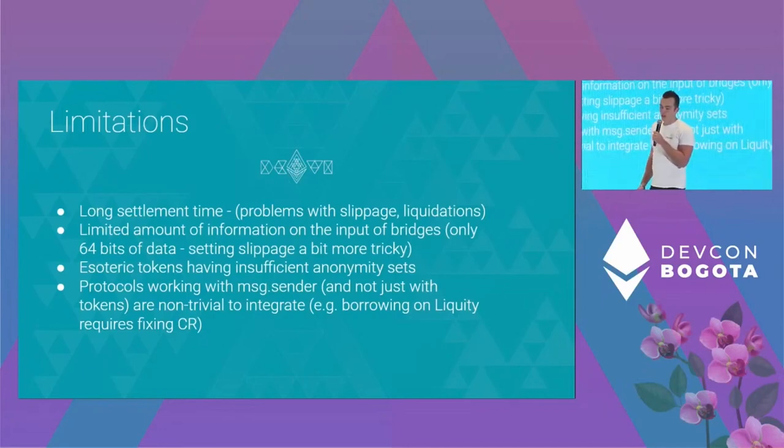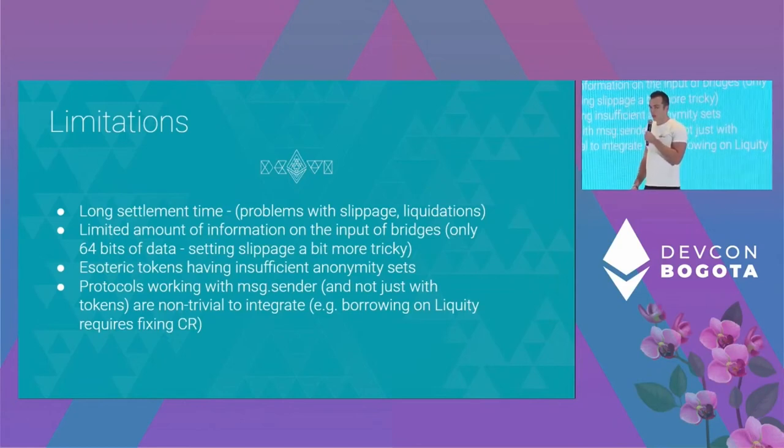Then another limitation might be that the system doesn't work that well with esoteric tokens, because those esoteric tokens might have insufficient anonymity sets. Basically, that means there is only one esoteric token user, and he would deposit into Aztec and be the only one working with the DeFi protocols. It would be pretty obvious that it is that one user. But in practice, I think this is not that big of a deal, because usually users want to use highly liquid tokens, and I don't personally feel that is such a big limitation.